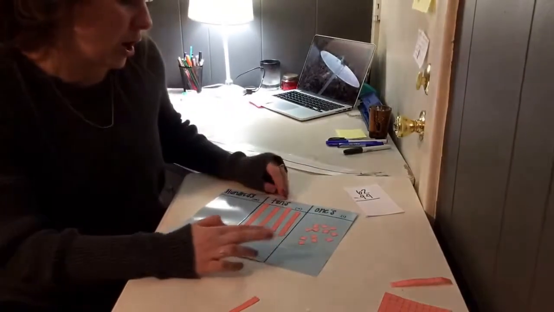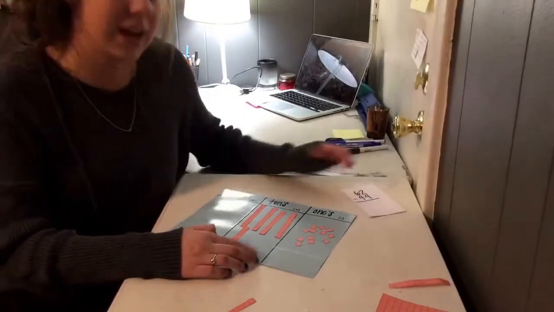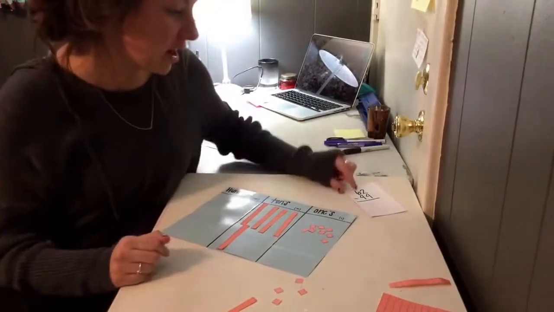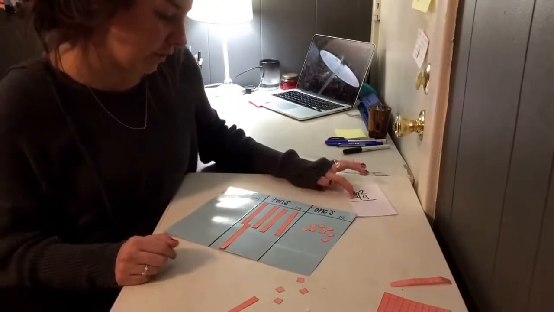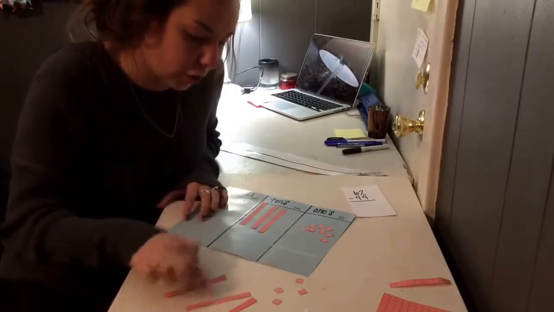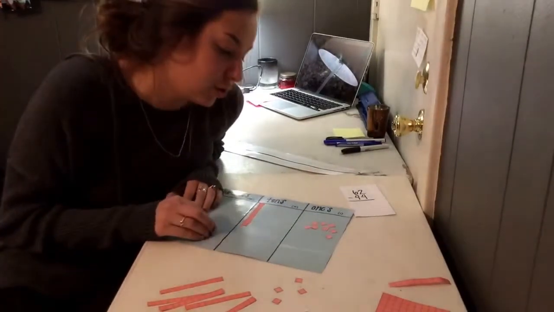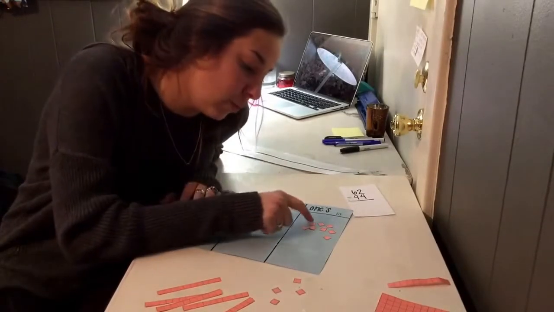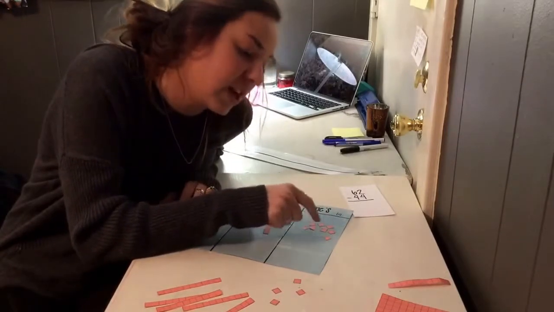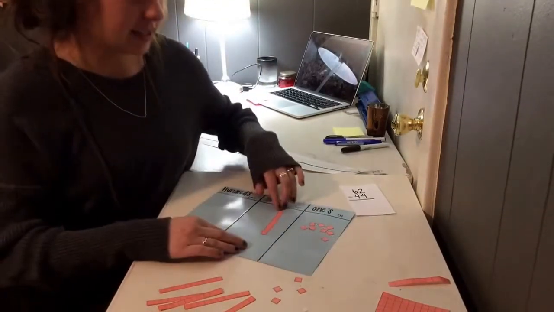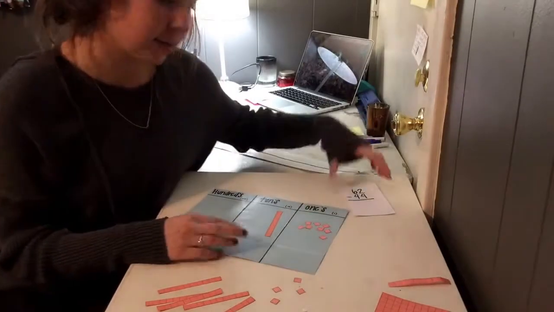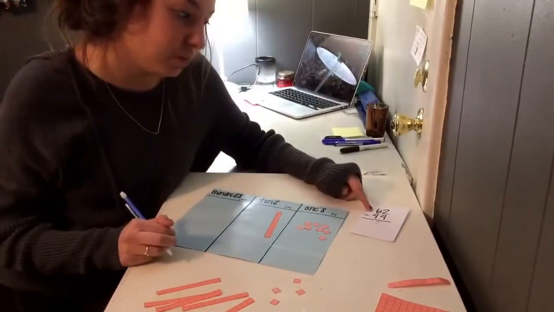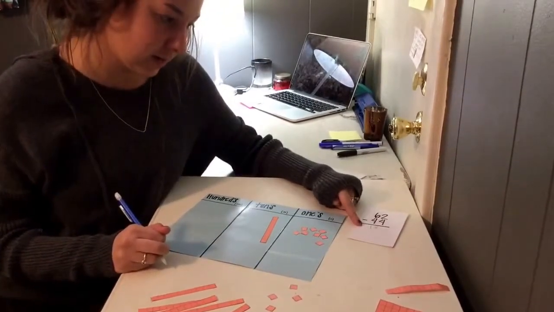So if we want to take away 4, we can now take away 4. So we take 1, 2, 3, 4. And then to take 4 away from our tens, we take 1, 2, 3, 4. So now we are left with 1 tens rod and 1, 2, 3, 4, 5, 6, 7, 8 units. So 10 and 8 would be 18. So now we have the answer to our word problem: 62 minus 44 equals 18.